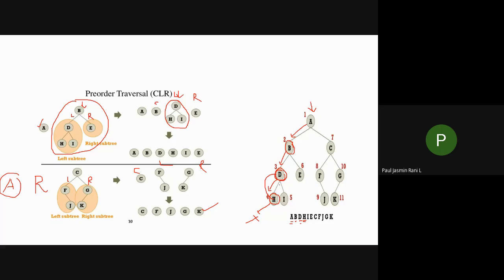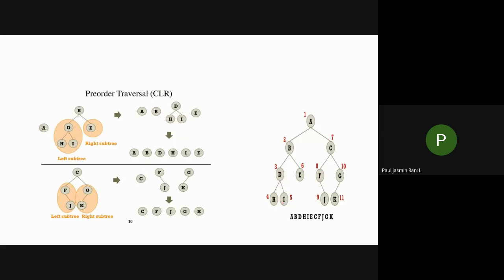The root is printed, the left child is also printed, so the left is over. Next, where do you have to go? You have to go to your right side, isn't it? So after printing H, I have to print I. This is the hierarchy you have to follow. So after printing D, H, I.